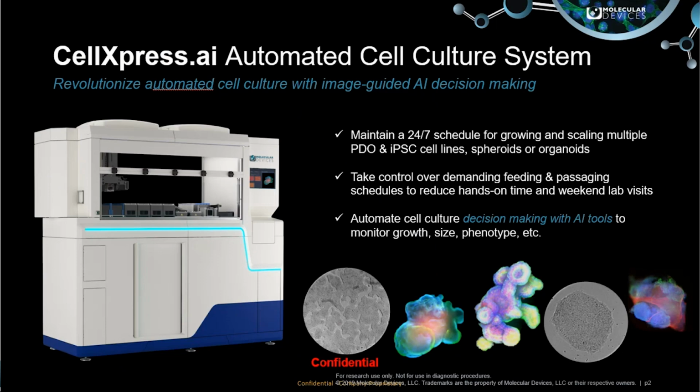So now I would like to introduce our new instrument, the CellXpress AI Automated Cell Culture System. This new device will enable scientists to maintain a 24/7 schedule for multiple experiments for growing and scaling up different organoids and cell systems. It will take control over feeding and passaging schedules and also allow you to characterize the effect of what is happening with your cultures. And most interestingly, it will enable automation of cell culture decision making by using machine learning tools, taking advantage of the imaging capability of this device.